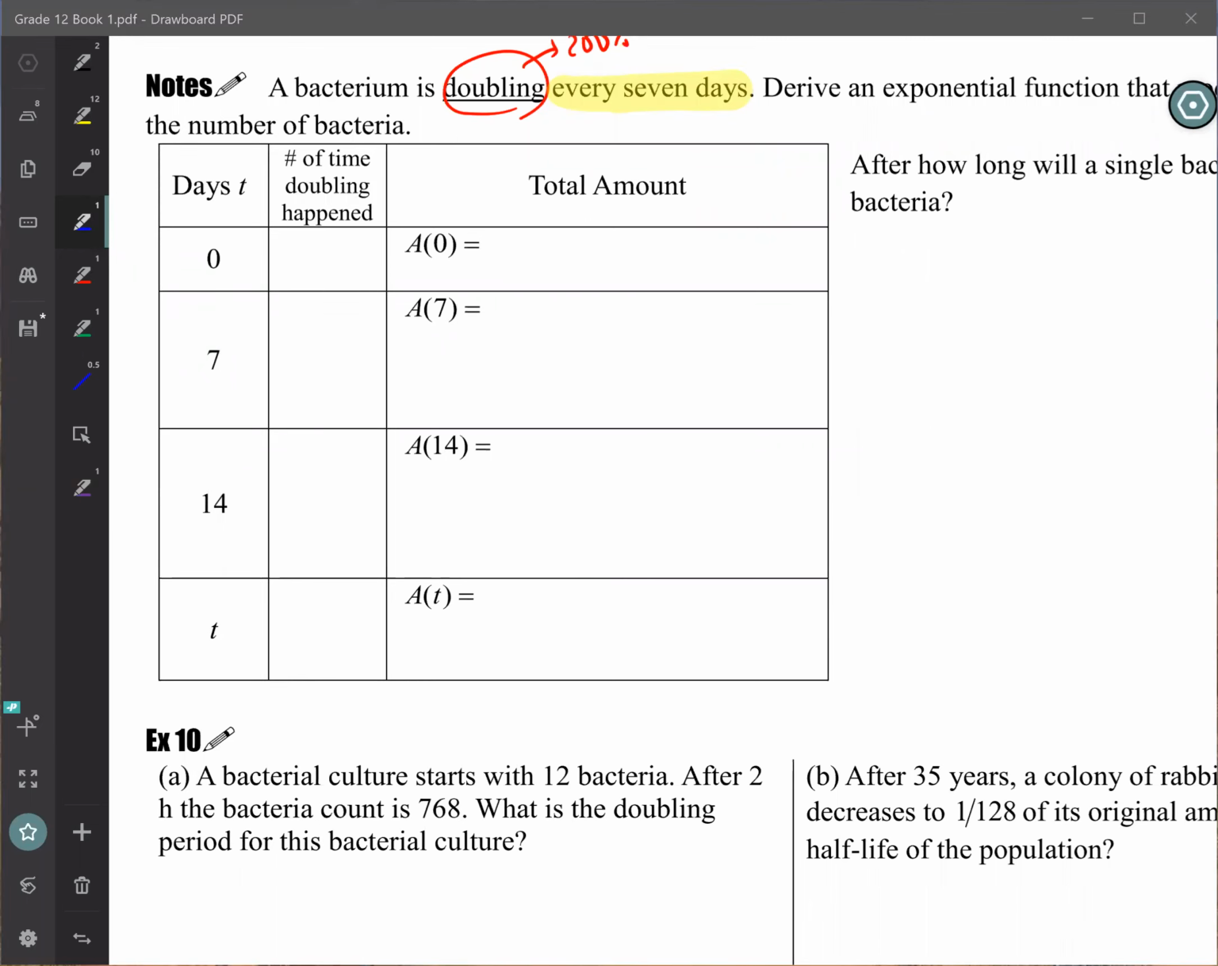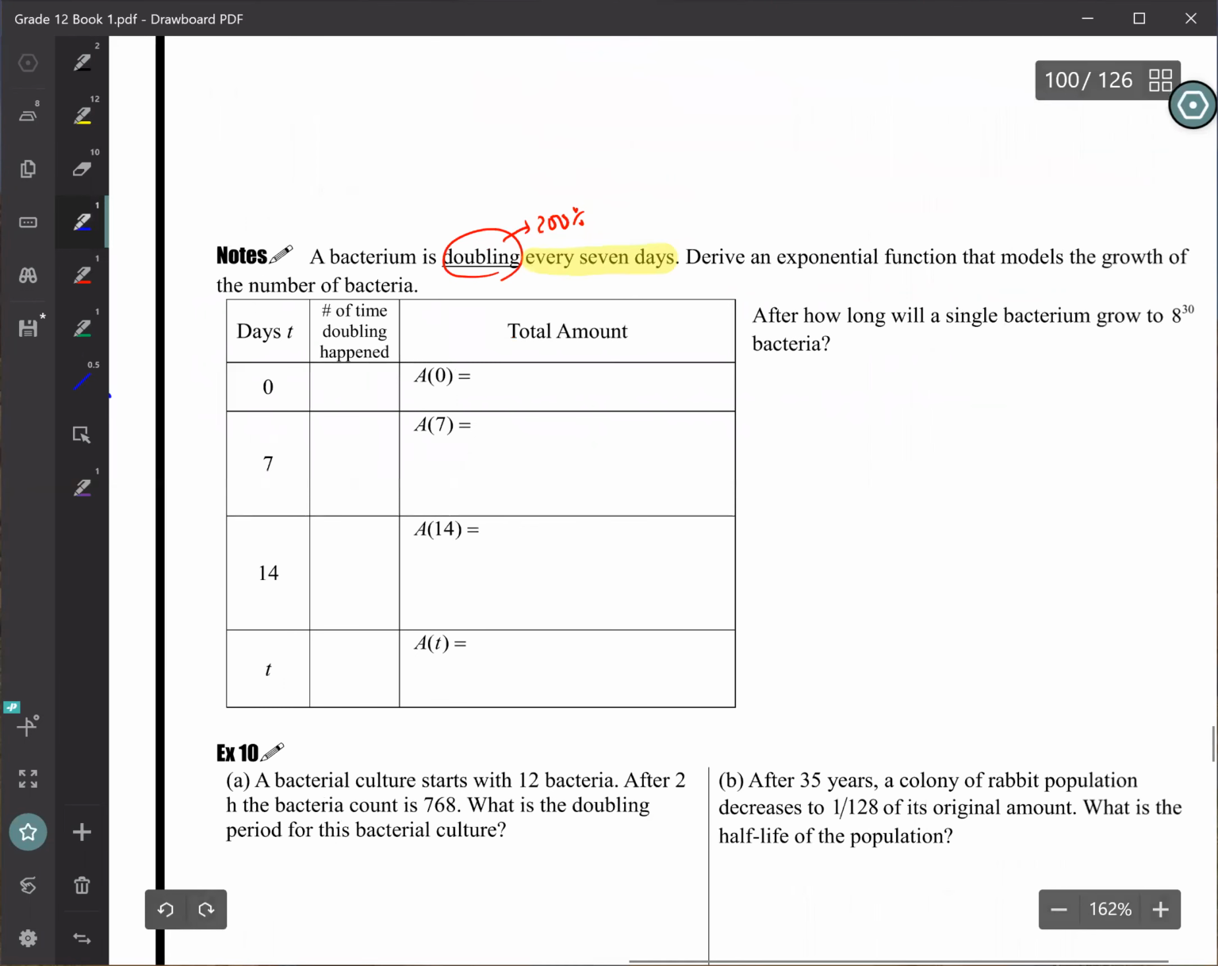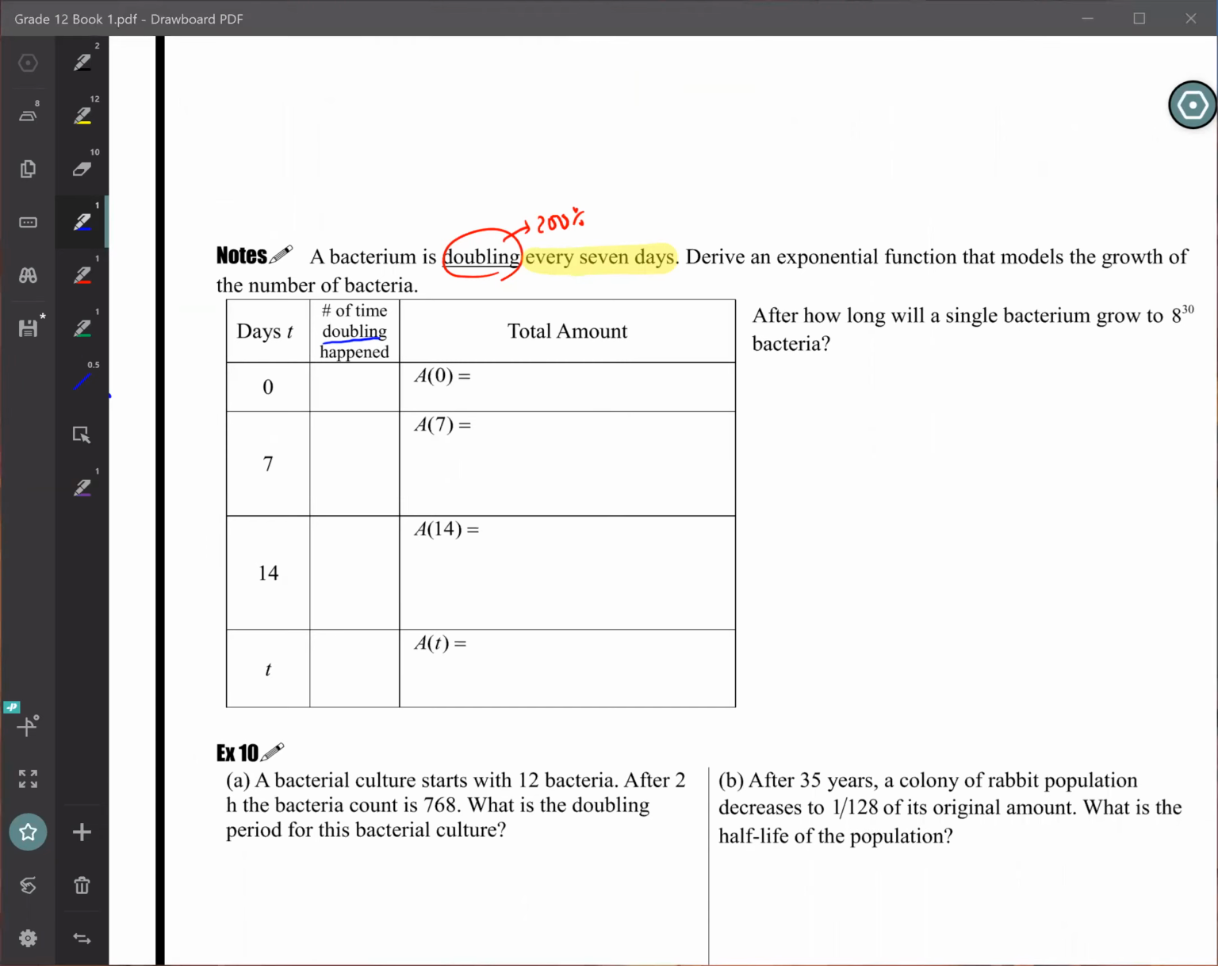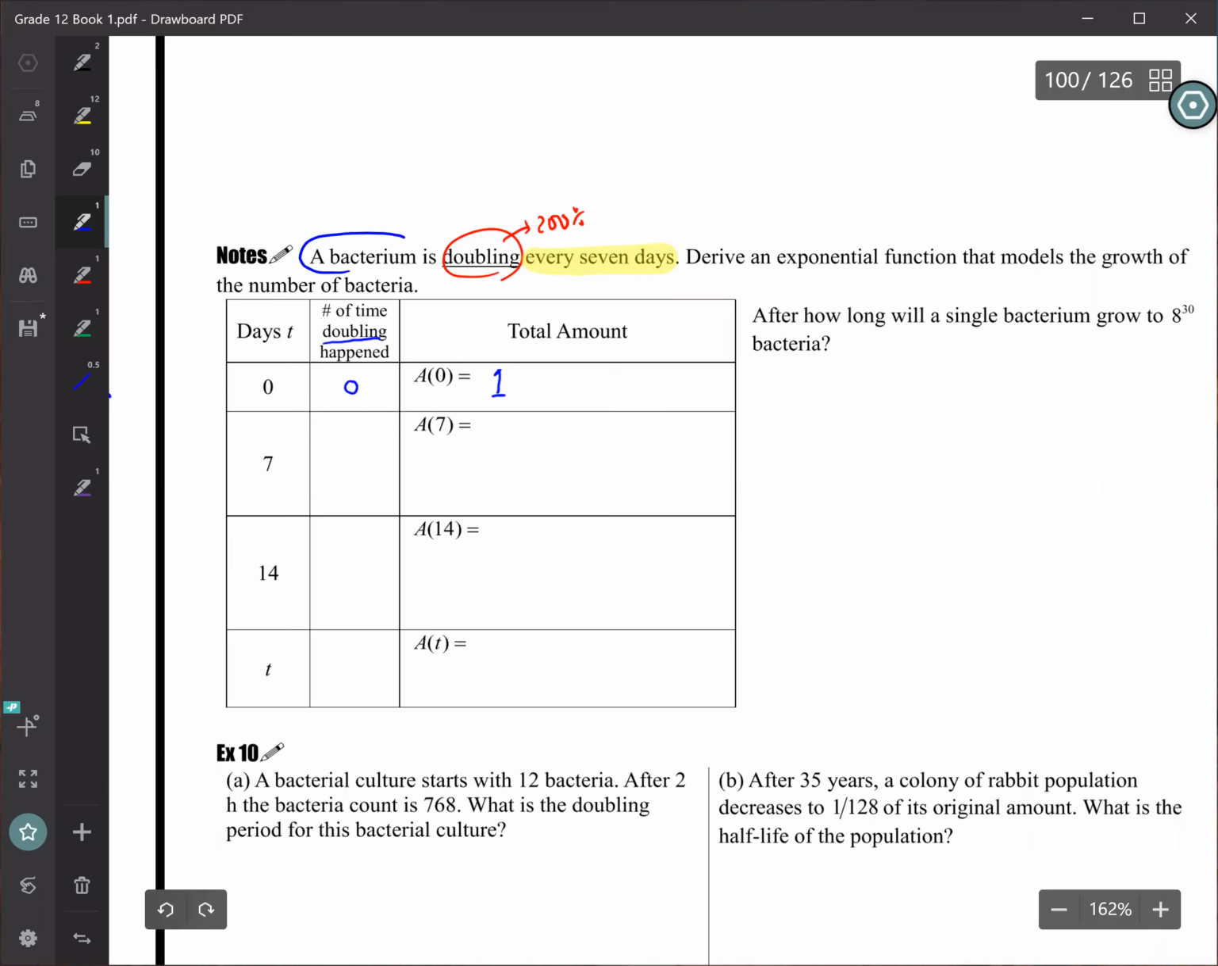So let's look at the table to find a formula for this one. For example, we'll start with 0. 0 means beginning. So at the beginning, the number of times doubling happened, just like before, is nothing yet. And then the number of bacterium at the beginning is just 1, because it says a bacterium, which means 1 bacterium.